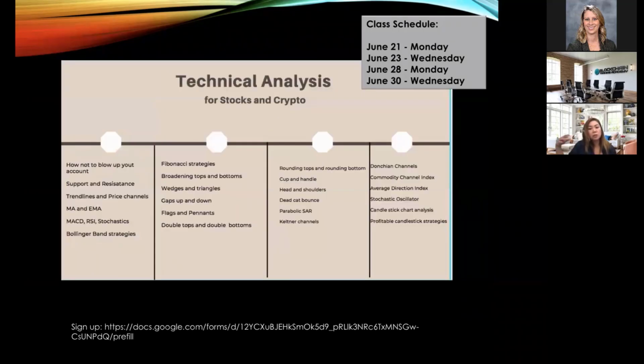And this technical analysis course that I designed is basically a whole lot of stuff. So looking deeper into a lot of indicators and how to really use them. So here I would talk about how to not blow up your account, and then the things that we talked about today but deeper, and then Fibonacci strategies, which I absolutely love, and a lot of people in crypto use it a lot. The broadening bands and so forth.